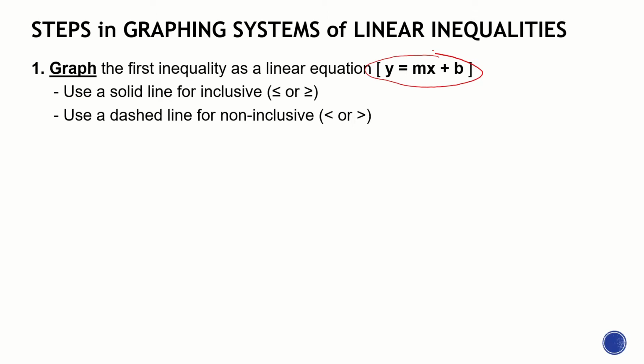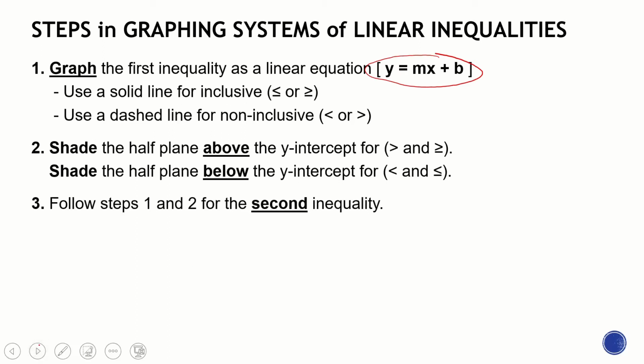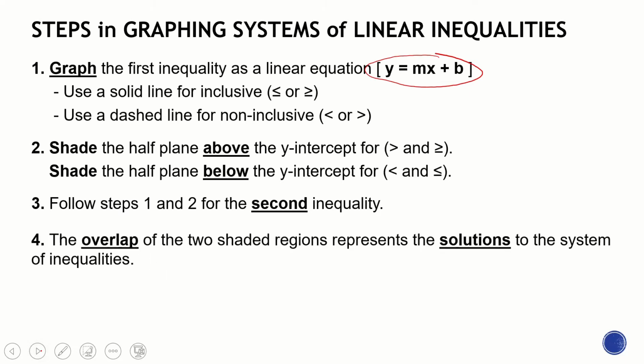Now, reminder again, we will use a solid straight line if the problem has less than or equal to or greater than or equal to. Those are inclusive inequalities. Next, we use a dashed line for non-inclusive inequalities. We will shade the half plane above the y-intercept if it's greater than, and below the y-intercept if it's less than. We do those two procedures for the second inequality, and the overlapping shaded regions will represent the solutions to the system.